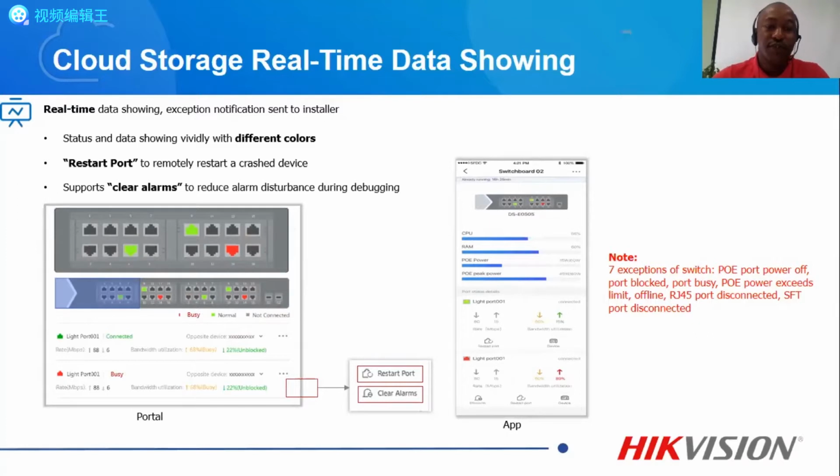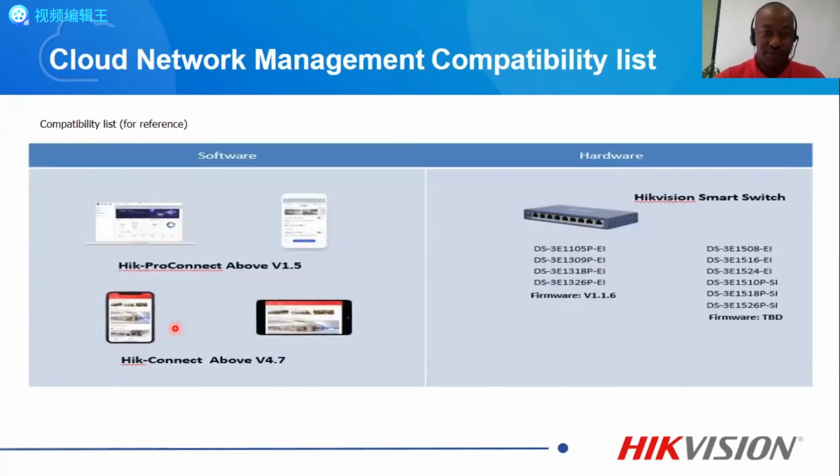And so you can see the different views if you're using your app on your phone, and this will be through the portal if you're logged in via that HikProConnect portal. And it's just the compatibility list. These will be the switches that support our Hikvision smart switches, different models that we've got here, and different ports as well, depending on the need itself. And this is the firmware version that will be running on these switches. You can see this is supported by any HikProConnect version 1.5 and above. And on the HikConnect app itself, any version from 4.7 and above will support this.